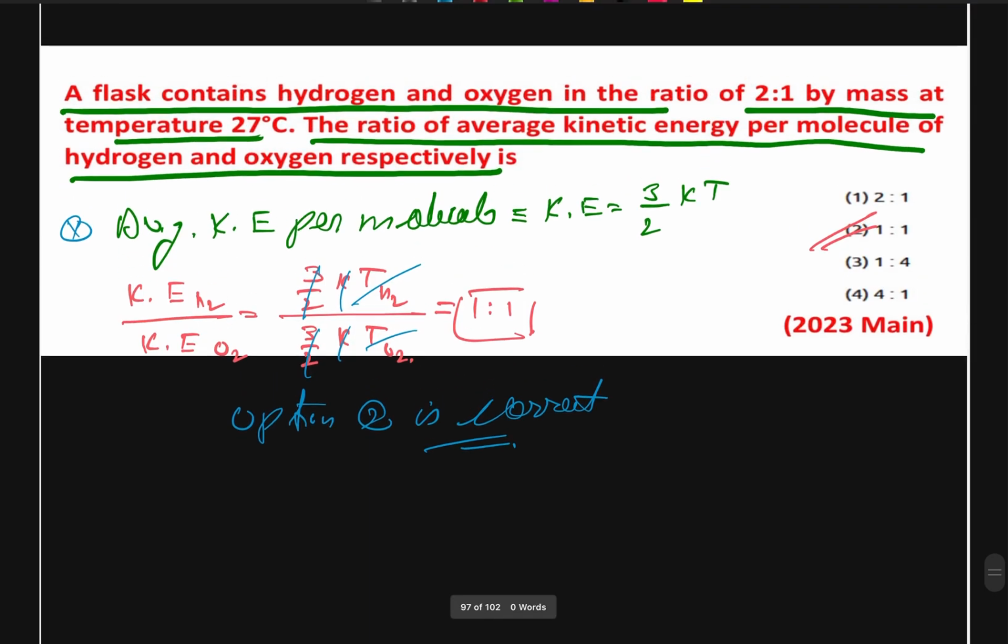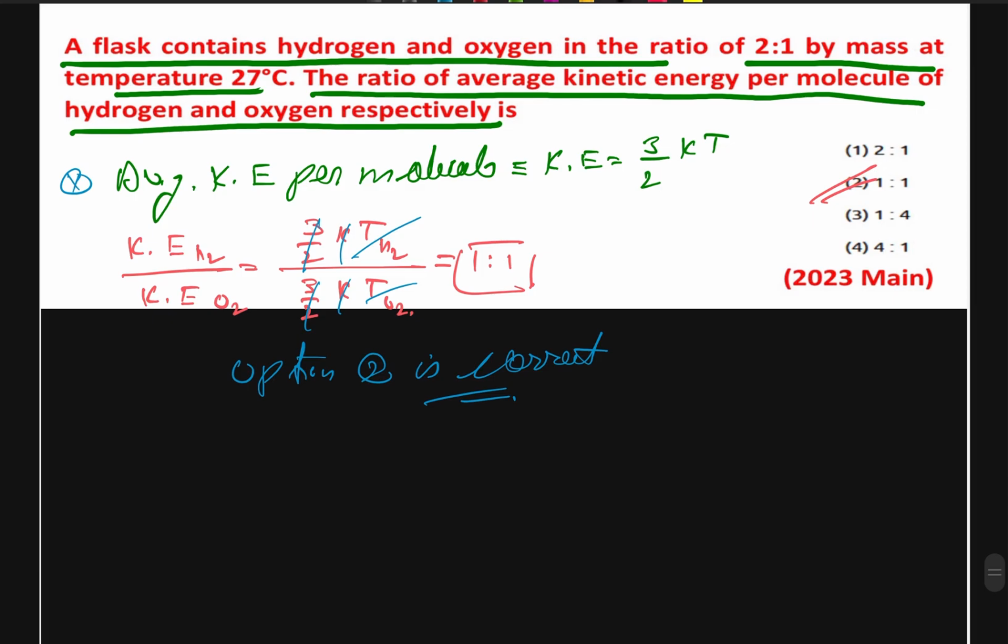So this completes all the 19 questions from the year 2023, and all these questions were from the mains only. So in the next part we are trying to cover the remaining questions of the mains for 2023 as well as the advanced questions from the year 2023. So this completes all the questions.